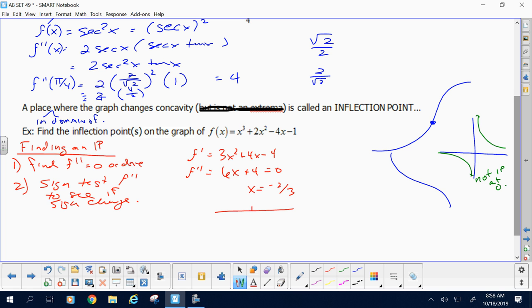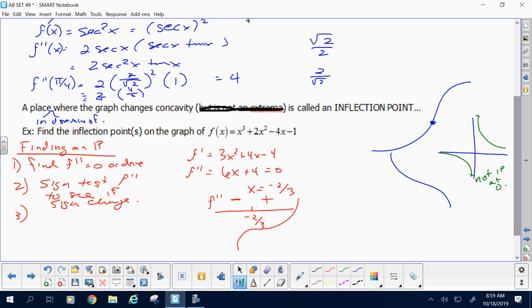So, for example, if I sign test the second derivative before negative 2/3, like at negative 5,000, the second derivative is negative. And after, at 5 billion, the second derivative is positive, which means the graph, in a cubey kind of way, went from concave down to concave up. That makes sense. So we would conclude then there is an inflection point there. The bummer is that you're finding an inflection point, not an inflection x.